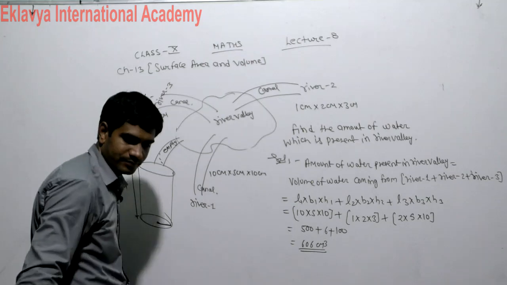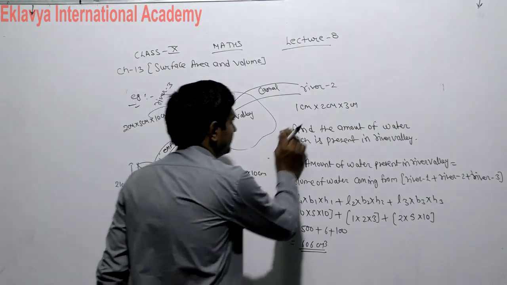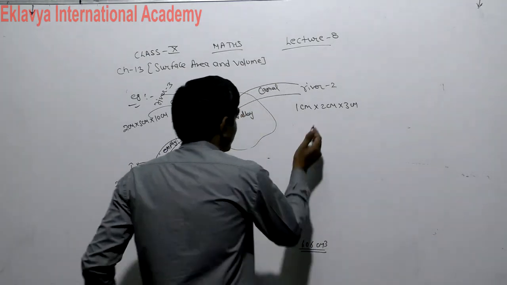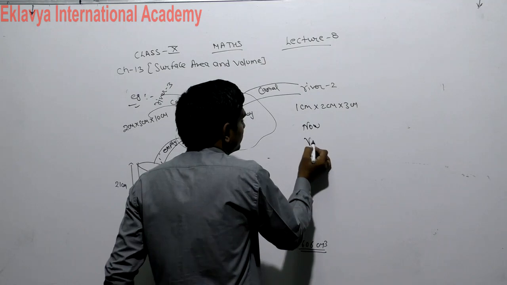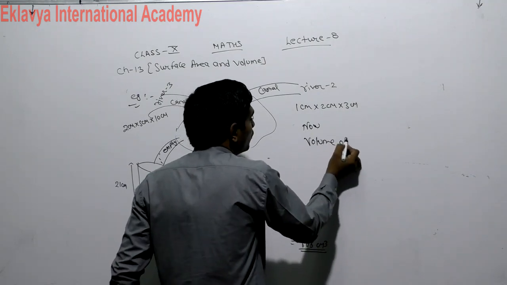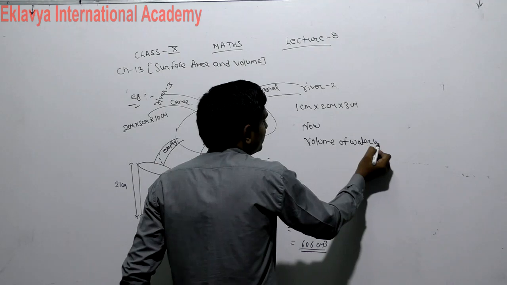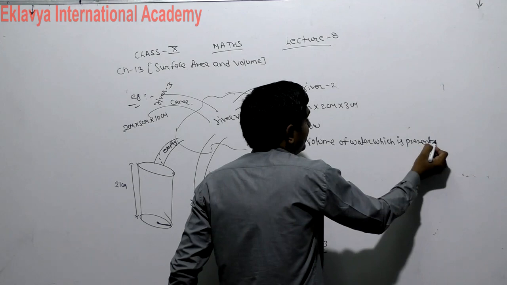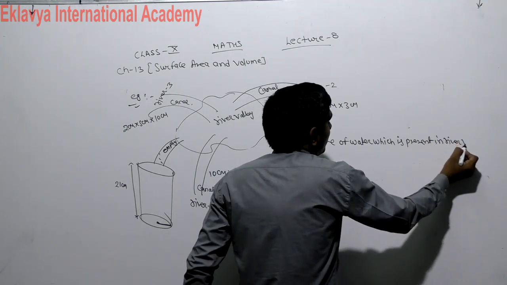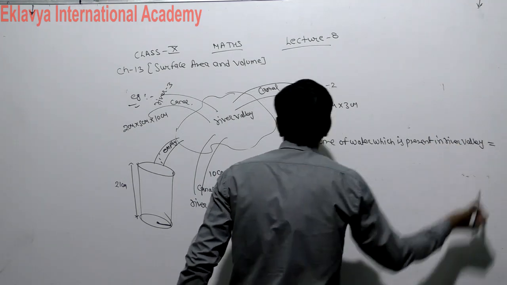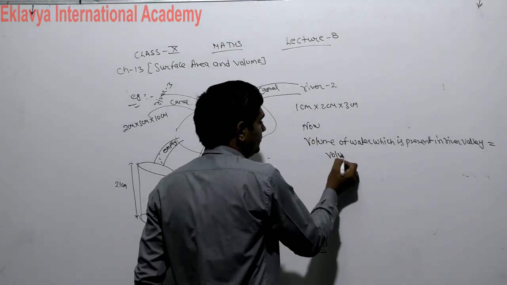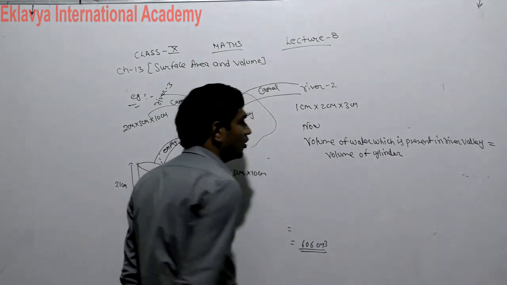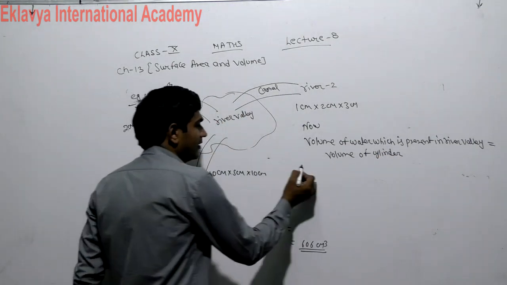So in next part, how we will find out the radius, second question. So now, volume of water which is present in river valley is equals to volume of cylinder. So what is the total volume of the water which is present in the river valley?